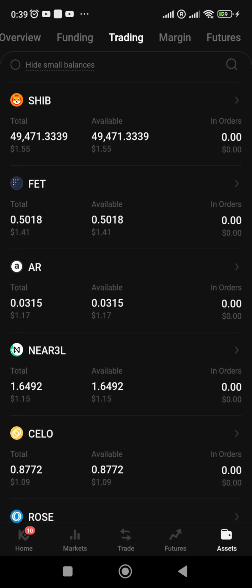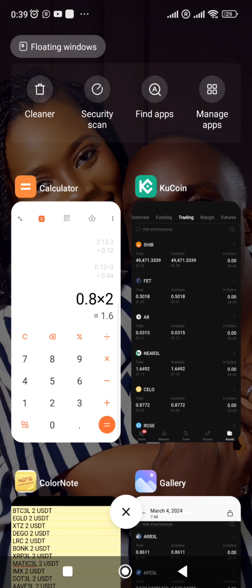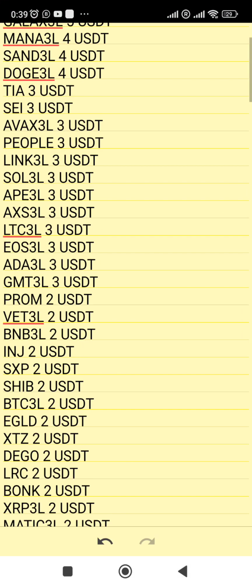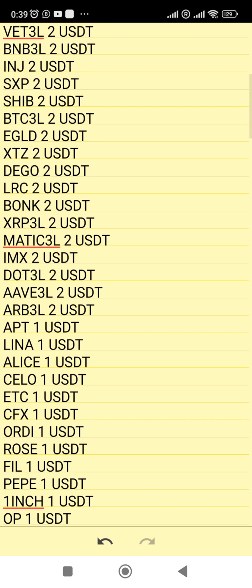Okay. SHIB, FET, AR, NEA. If any of these is supposed to be 2, that means it's time to buy. But let's see. Is that time to buy or time to sell? Because if they are 2, it's time to buy. If they are 1, it's time to sell. So let's see. SHIB, FET, AR and NEA. I know NEA has been doing well all day, so definitely it's time to sell. FET has also gone up, I know.